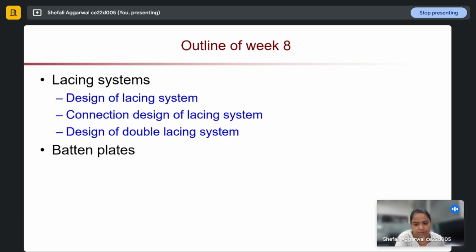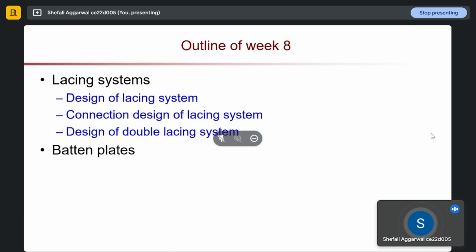These are the different connections we are using for our compression member building. We are studying the compression member, different columns and all, and these are the two types of systems which we are using for our compression member to hold two different elements. So first is the lacing system.